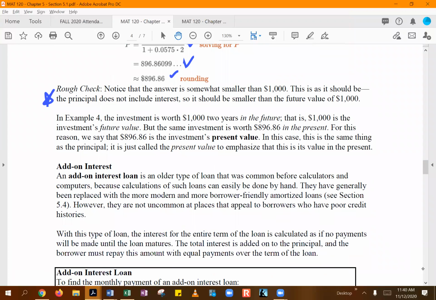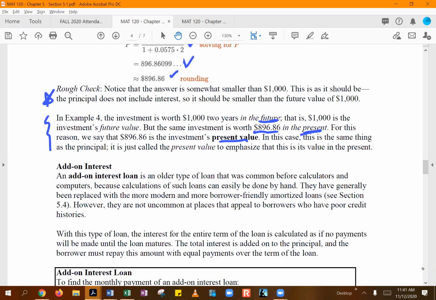So they're saying, in example 4, the investment is worth $1,000 in 2 years in the future. So that means today in the present, it will have the same worth of $896.86. And, of course, that is in the present. And so that's why we call it the present value. This is the investment's present value. And once it has earned interest, it will become your future value.